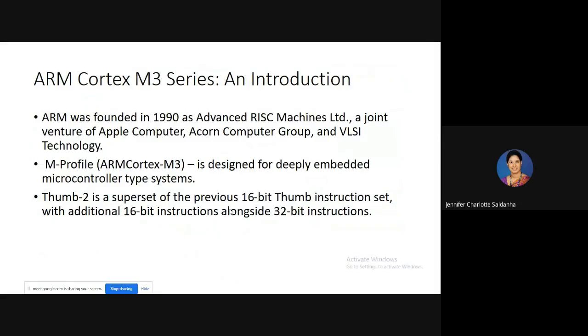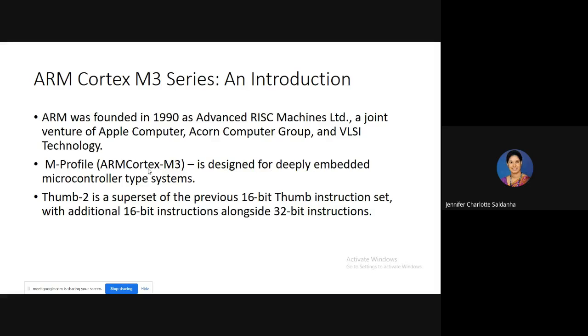Yeah, thank you. Little bit about the introduction to ARM Cortex M3. This you already studied in the theory, right? In the very first class you might have studied, right? Am I right? Yes or no? ARM was founded in 1990 as Advanced RISC Machines Limited, right? Which is a joint venture of Apple Computer, Acorn Computer, and VLSI Technology. And what M stands for? In ARM Cortex M3, 3 is a version, M stands for? Microcontroller. Yeah, it is a type of application in which this particular processor is used, right?